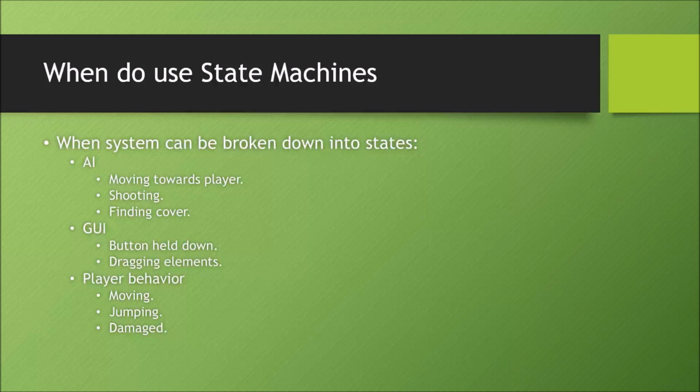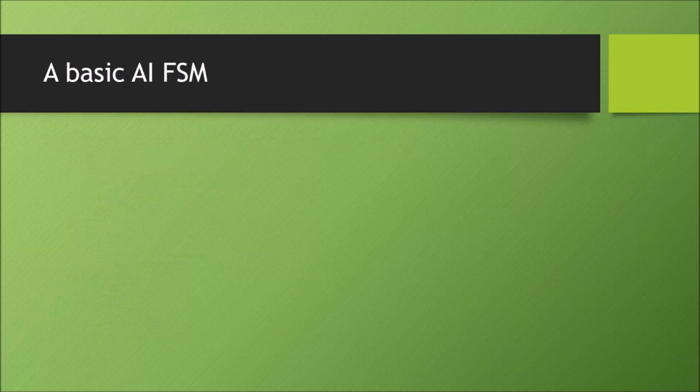Some place where it's really underused is player behavior. For example, you may want to have your player move and jump and be damaged, but you don't want your player to do all three things at a time, so you can break them down into states, and your state machine will make sure that your player isn't jumping whilst moving or something.